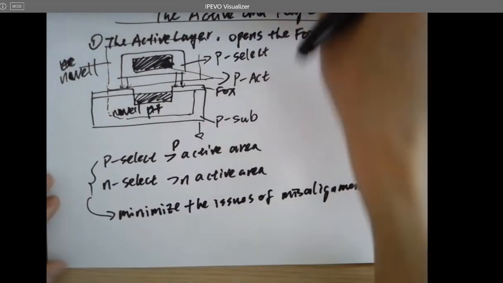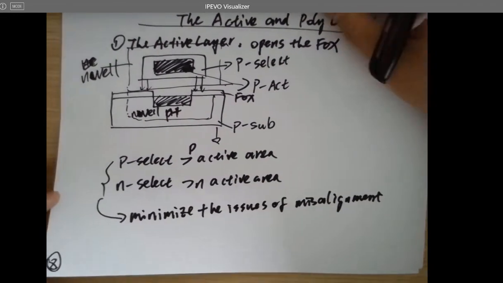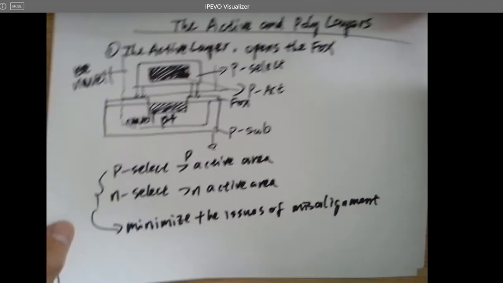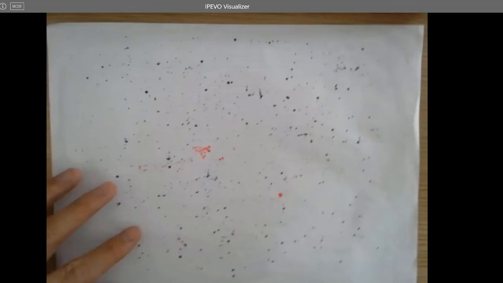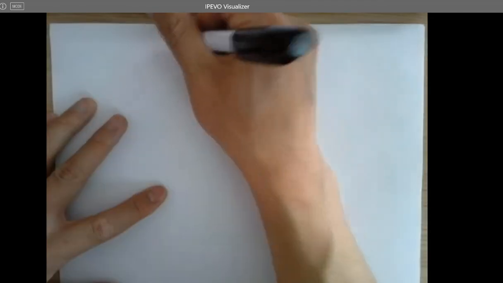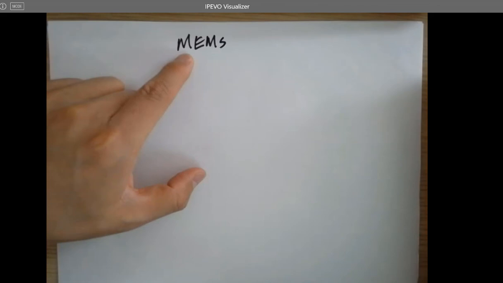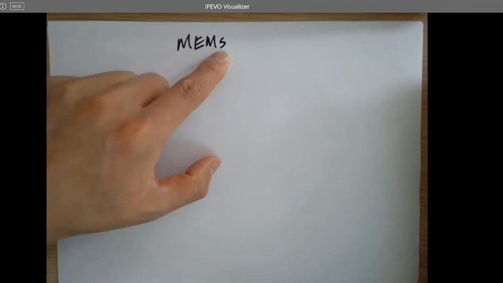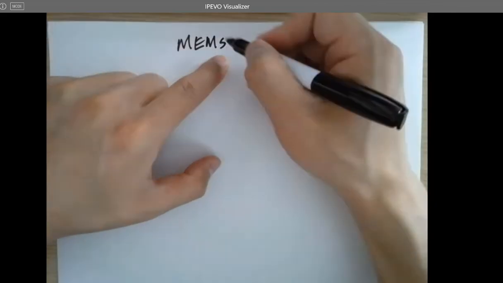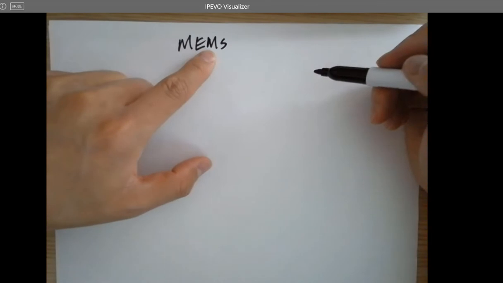It's still not very clear about how to align all these masks and dope the materials to the P sub. But I can give you some examples for the photolithography we have been doing in my lab, which is just for different devices. They are called MEMS, microelectrical mechanical devices.